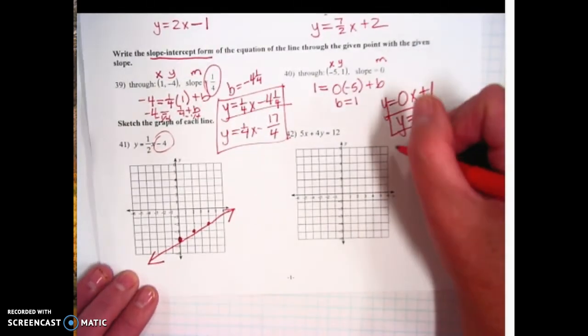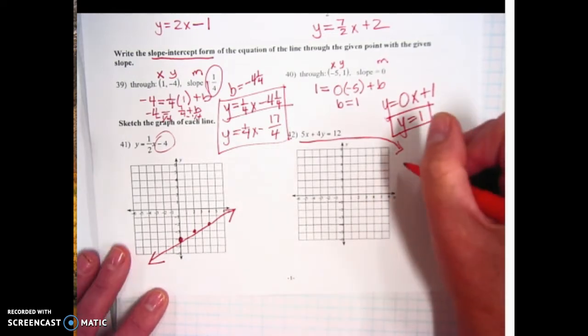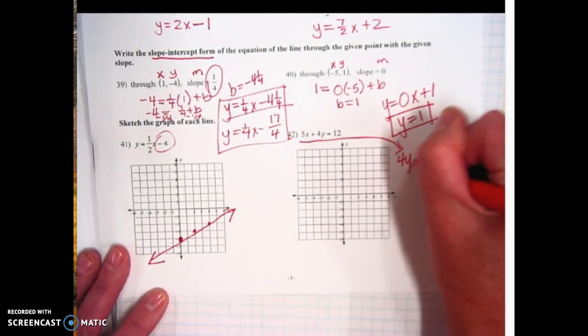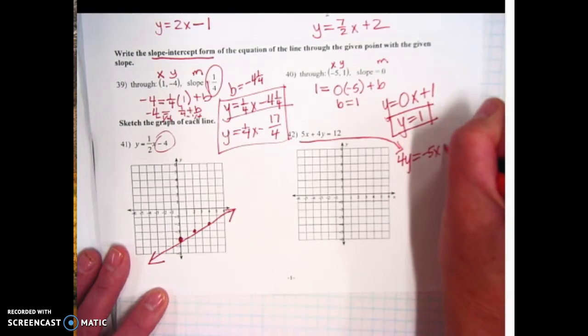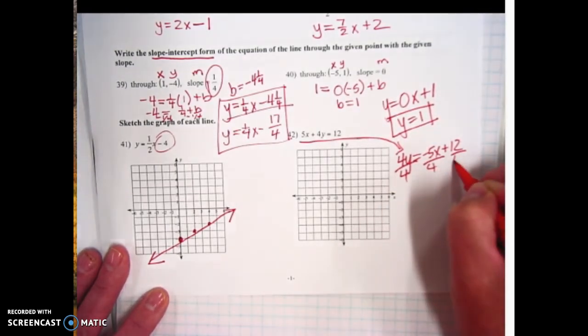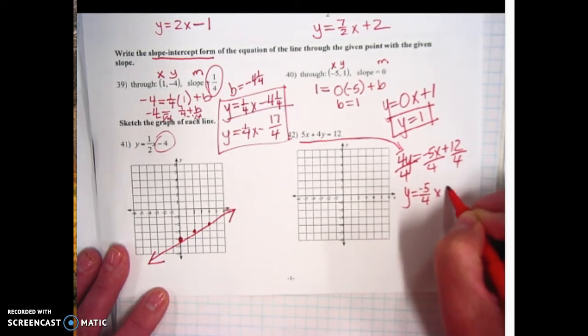Number 42, we need to change this equation to slope-intercept form first. So we're going to subtract 5x from both sides, and we get 4y equals negative 5x plus 12. We want to divide everything by 4. So we get y equals negative 5/4 x plus 3.